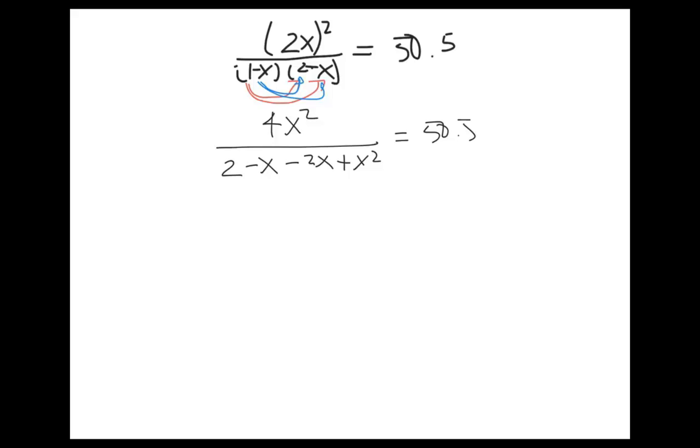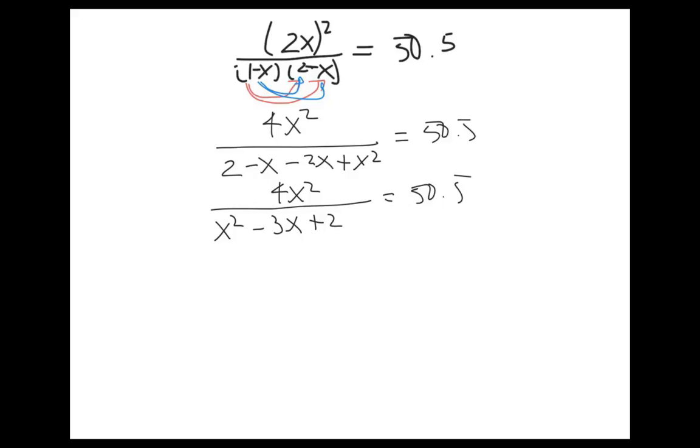Okay, so let's solve the bottom part. It will be equal to 4x squared divided by, and let's rearrange. Let's put here first x squared, minus x plus minus 2x. This will be equal to minus 3x plus 2. This will be equal to 50.5, the value of the equilibrium constant.